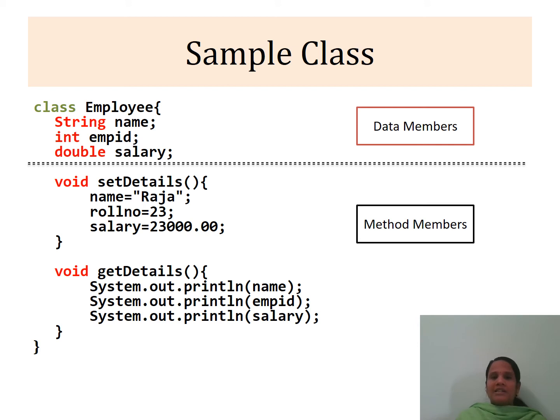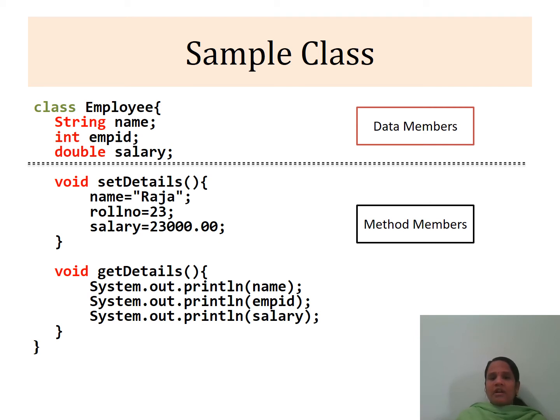Here class is a keyword, employee is the class name. Here we are using the class name as employee, so we are going to save the file name as employee.java. Here we declare three variables. First one is name, declared using string. Emp ID declared using integer. Salary declared using double. Here we are using two method members. First one set details, second one get details.